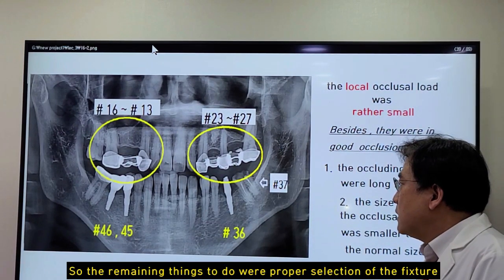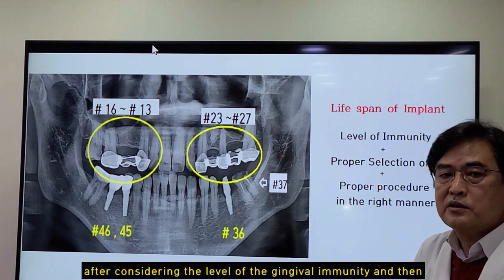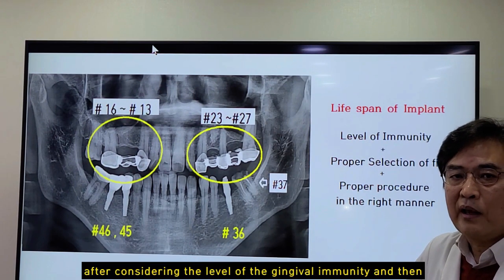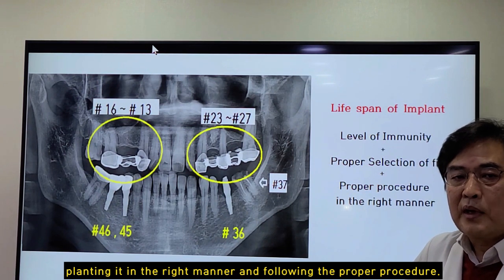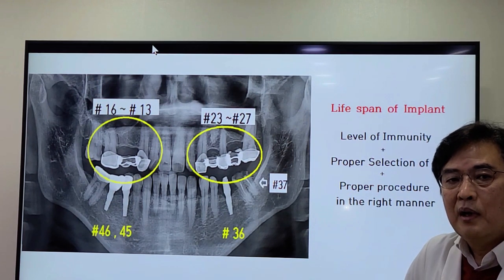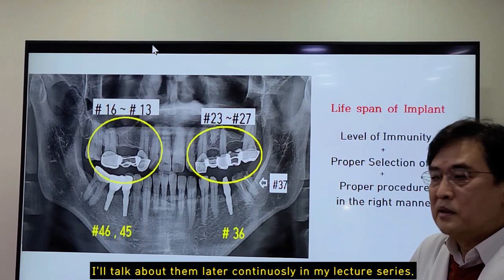So, the remaining things to do were the proper selection of the fixture after considering the level of gingival immunity, and planting it in the right manner, following the proper procedure. I'll talk about them later continuously in my lecture series.